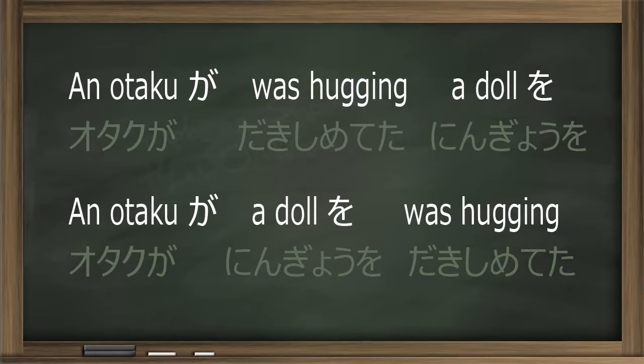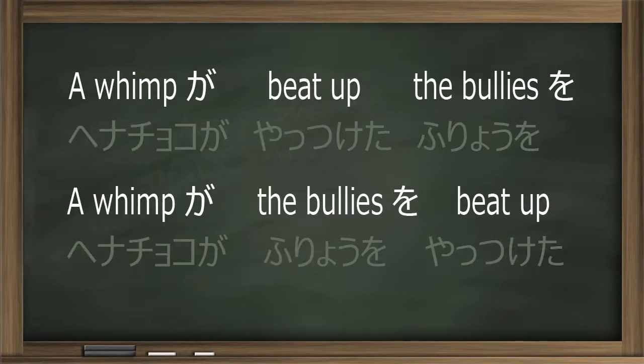An otaku ga was hugging a doll o. An otaku ga was hugging a doll o. Okay. And the bottom one is an otaku ga a doll o was hugging. An otaku ga a doll o was hugging. This is the last set of examples here.